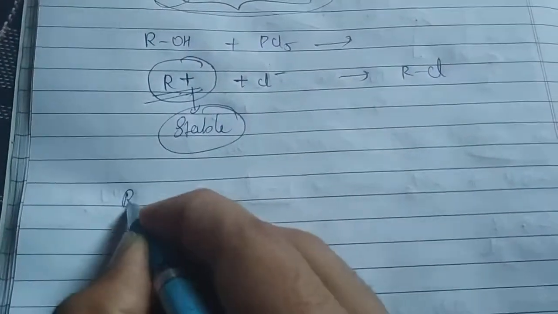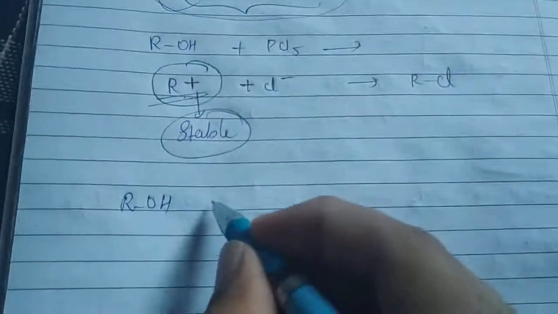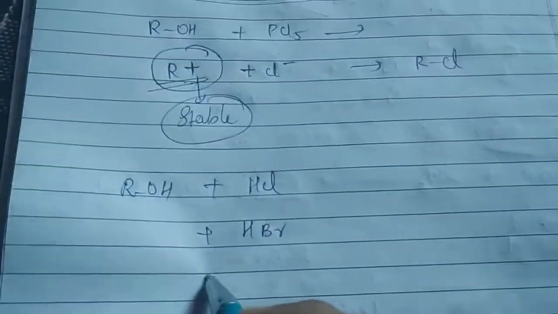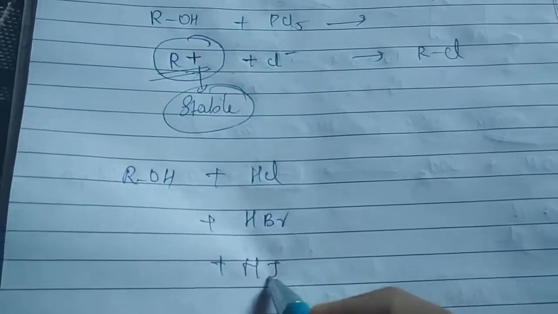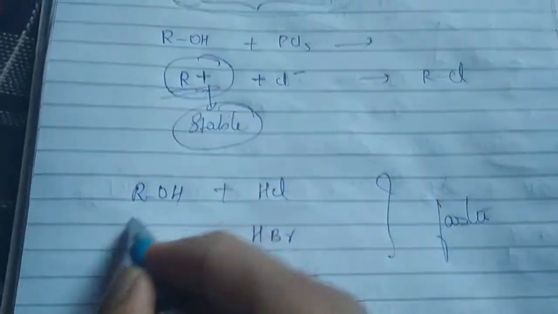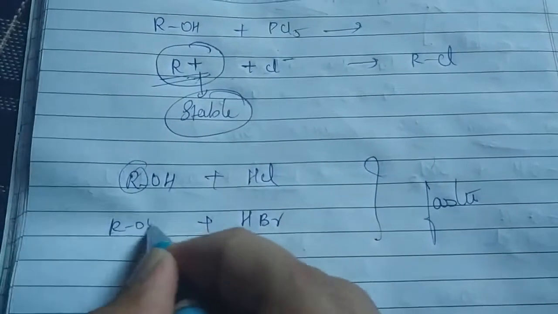So the question arises now, when I am treating the same alcohol with HCl, HBr and HI, which will be occurring at a faster rate? And do remember, in all the cases I have maintained the same alcohol.